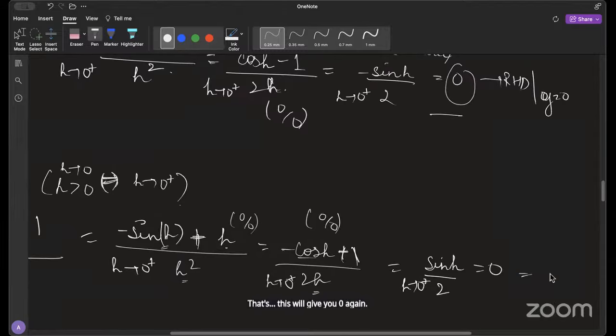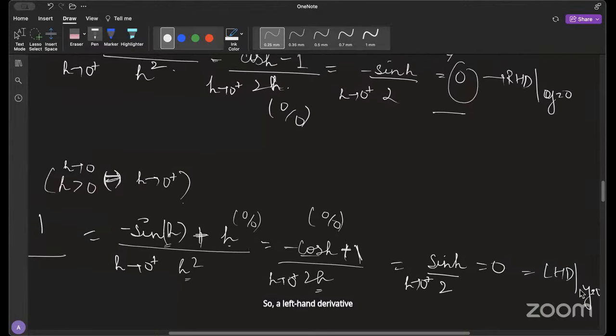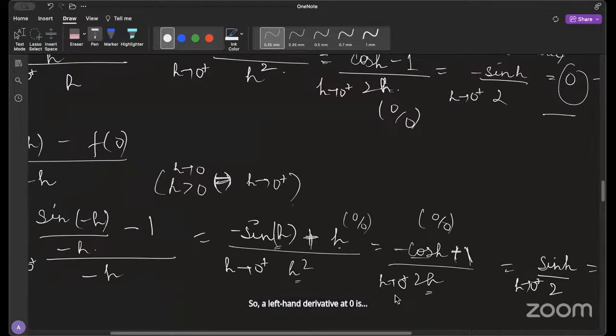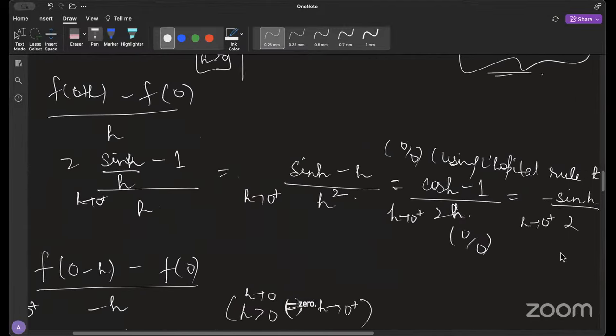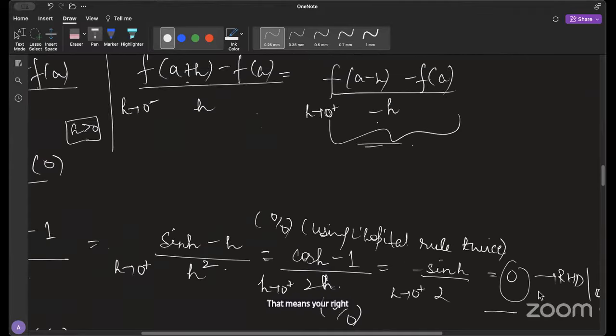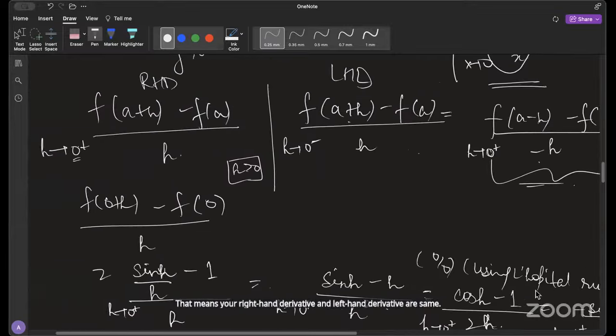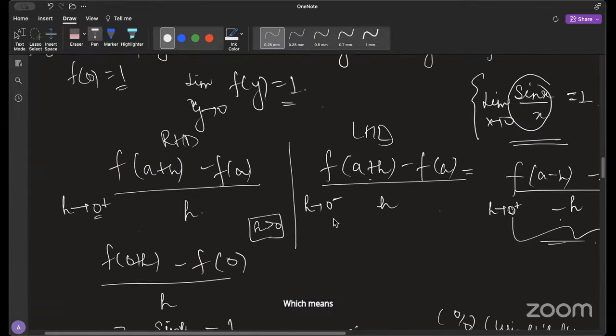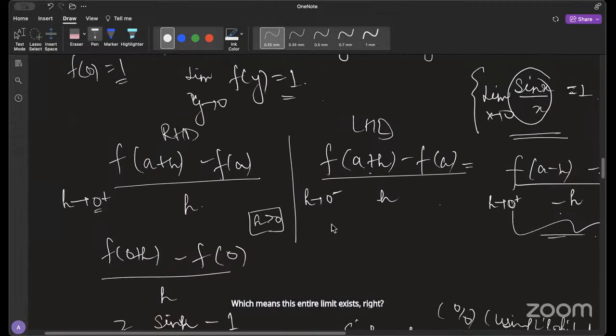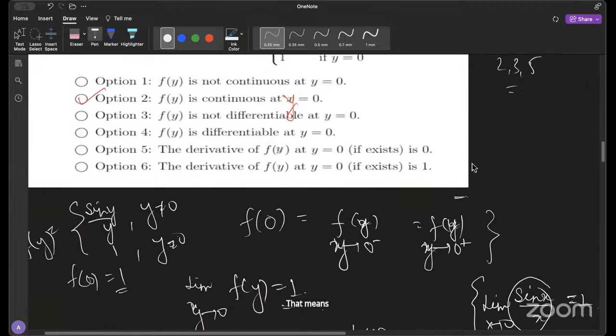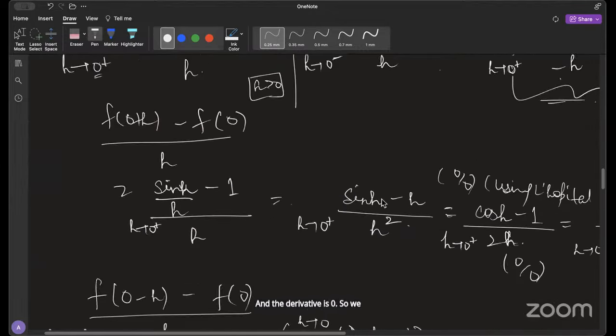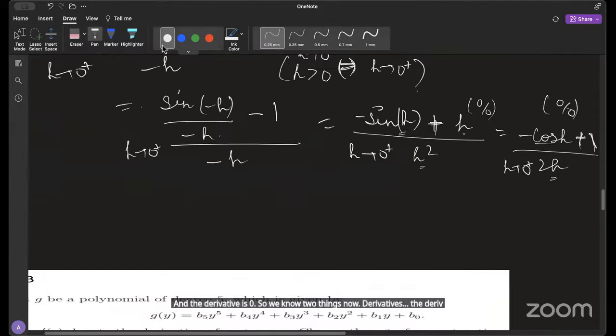Does anyone have a doubt in this part? Till this part? So the left-hand derivative at 0 is 0. That means your right-hand derivative and left-hand derivative are the same, which means this entire limit exists, right? That means the derivative exists and the derivative is 0. So we know two things now. The derivative exists and it's 0.